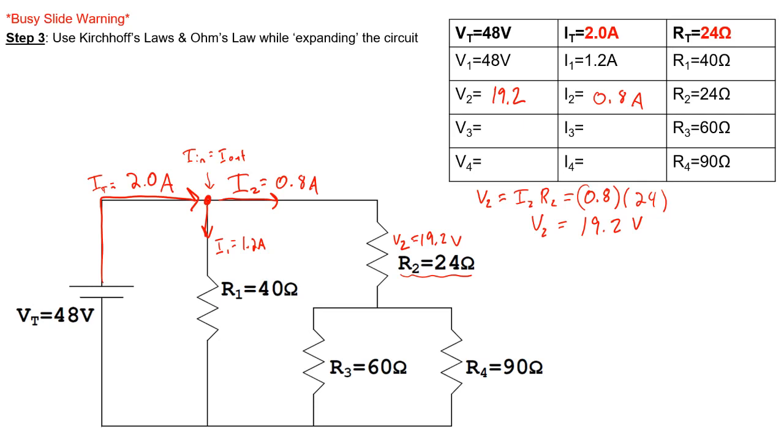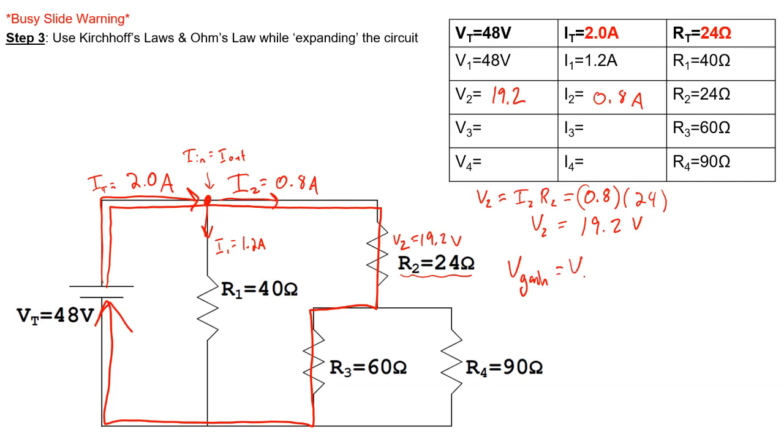I'm going to use Kirchhoff's loop rule, or voltage rule. I'm going to think about a loop that looks kind of like so. Apologize for all the lines. Again, it's a busy slide warning. Let's go down this way, back to our battery. If we think of this as a money analogy, we know that our V gains through the battery has to be equal to our V drops around a loop.